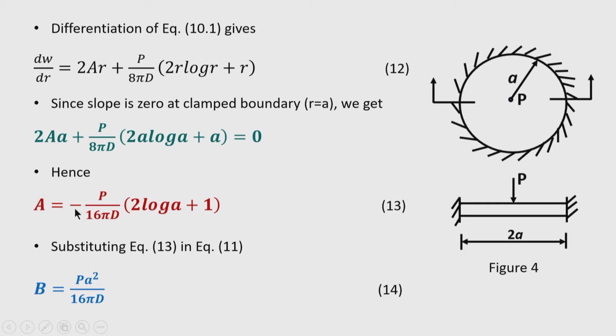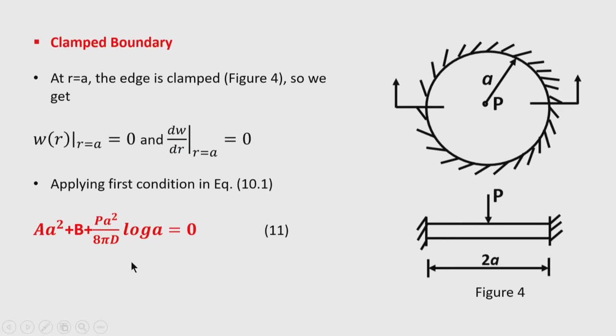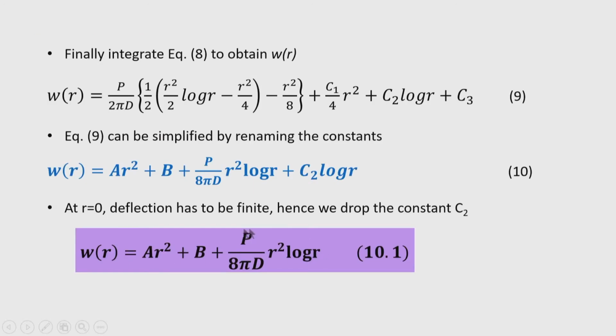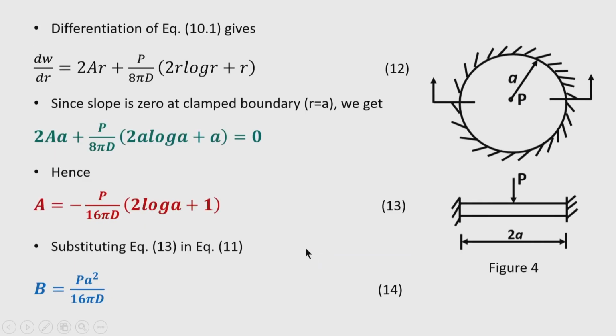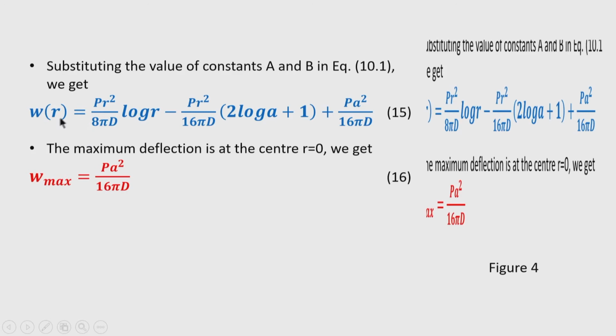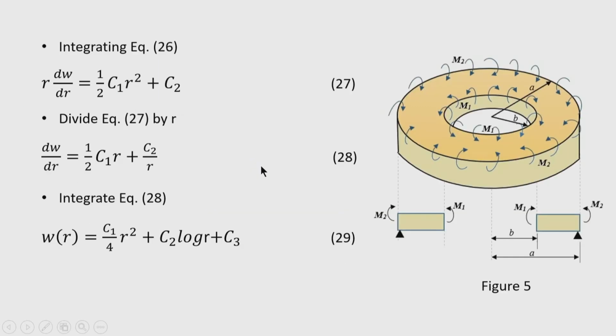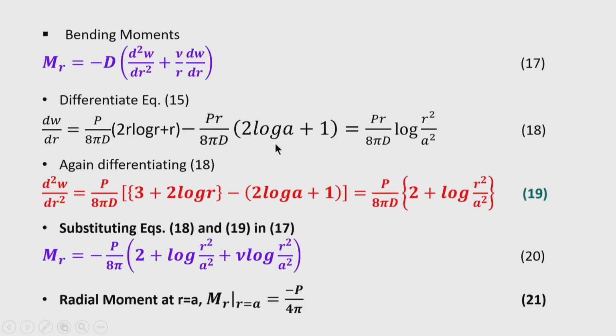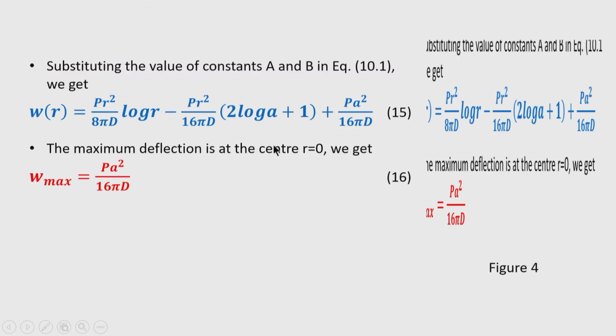Now, substituting A and B in the deflected surface that we found from the solution of the differential equation, that is 10.1, we will find that the deflection equation now becomes W(r) equal to P r square by 8 pi D log r minus P r square by 16 pi D into 2 log a plus 1 plus the constant term.